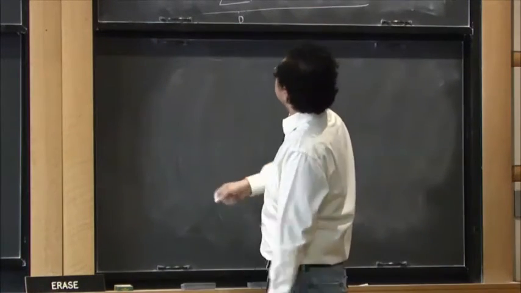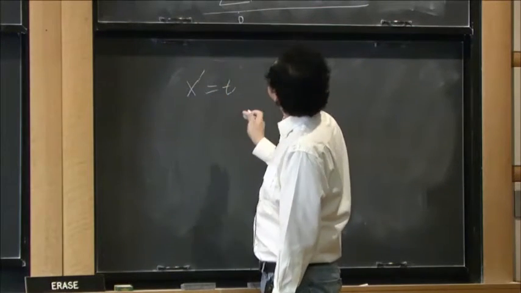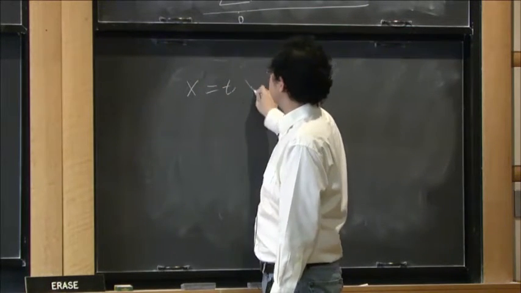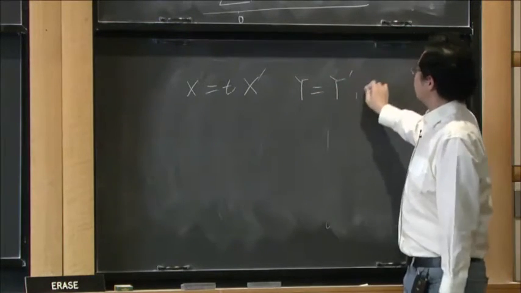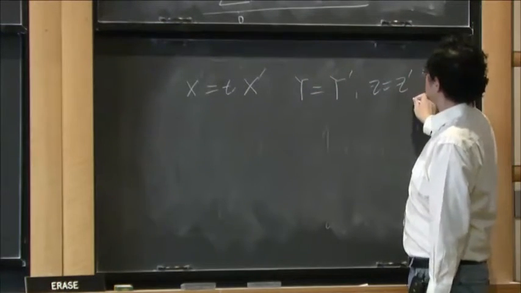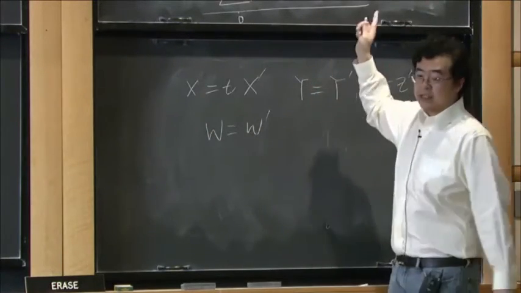So you make a change of variable. Let's say x prime equals t, x equals t times x prime, y equals y prime, z equals z prime, and w equals w prime for the second family.